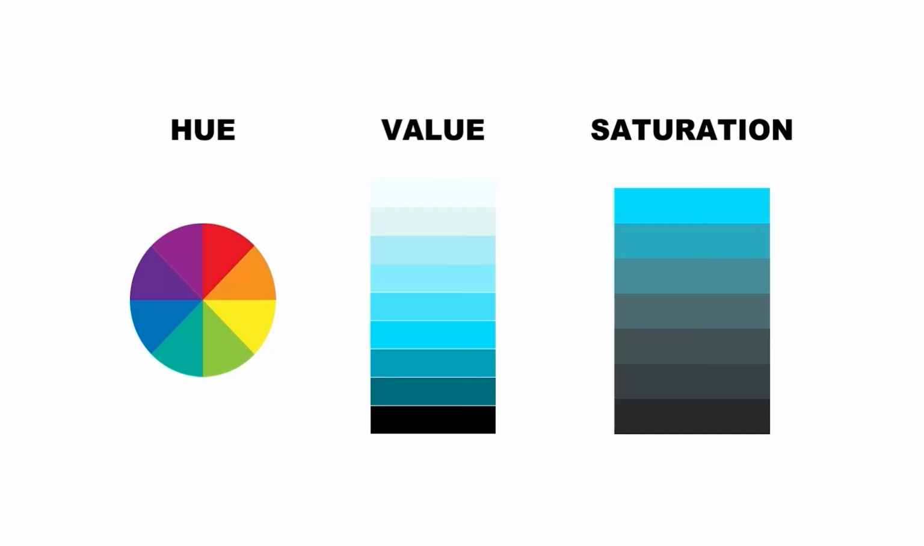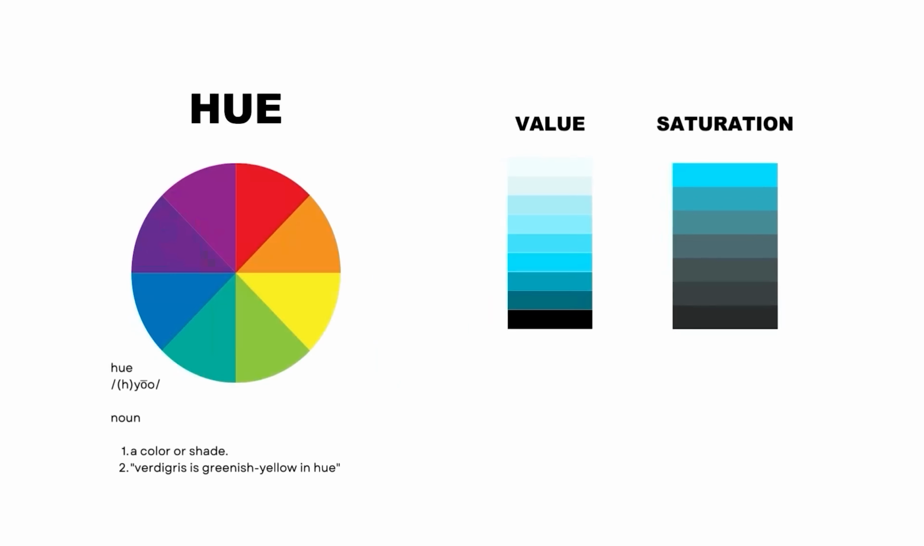Hue, value, and saturation are the three attributes of a color. I'm not going to get all fancy with you, but instead, we'll try to make this as clear and simple as possible. Hue is just another word for color. So if you hear me talking about changing the hue, it means that I'm talking about changing the color.